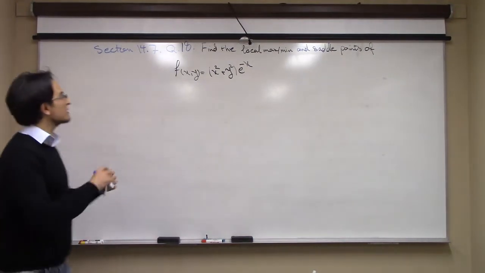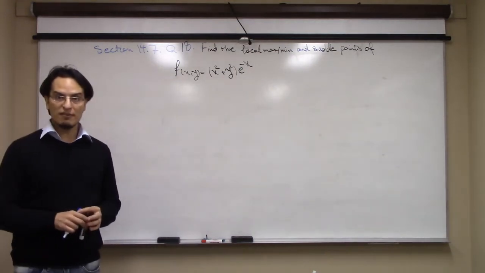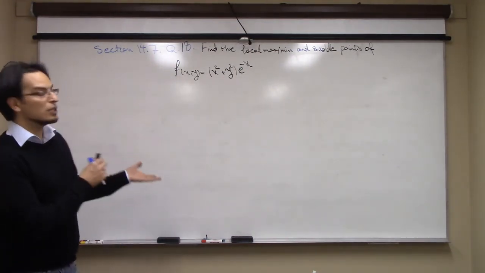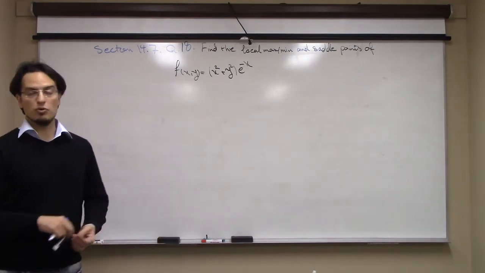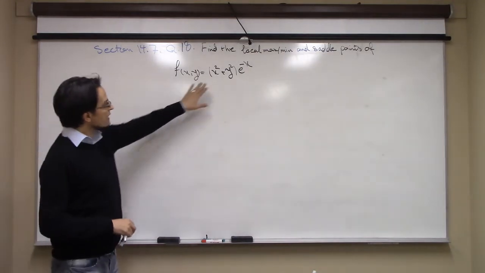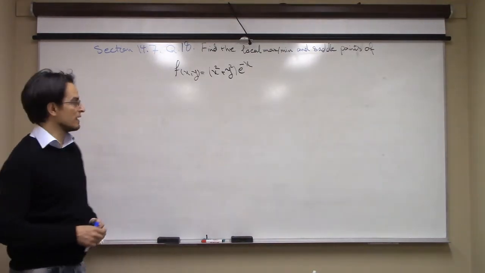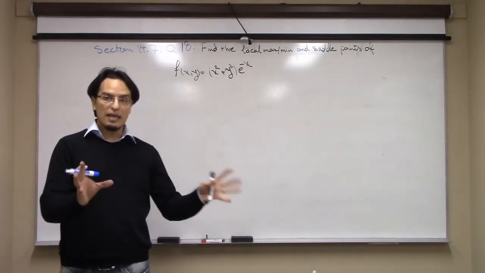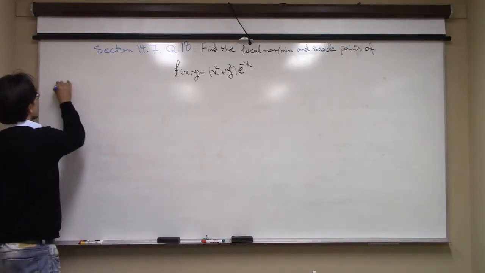Hello, I'm back this time with a question from section 14.7, question 18, which asks us to find the local maximum and minimum and saddle points of the function (x squared plus y squared) times e to the power negative x. As we know, the first step is to find the critical points. So let's do step 1.